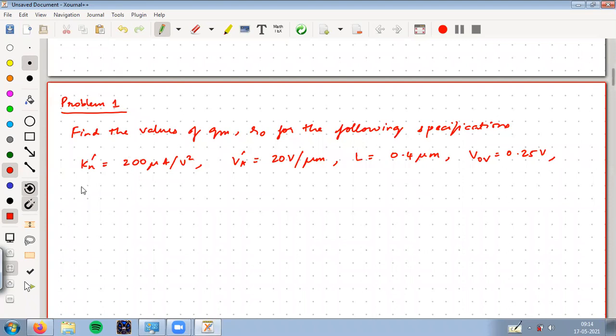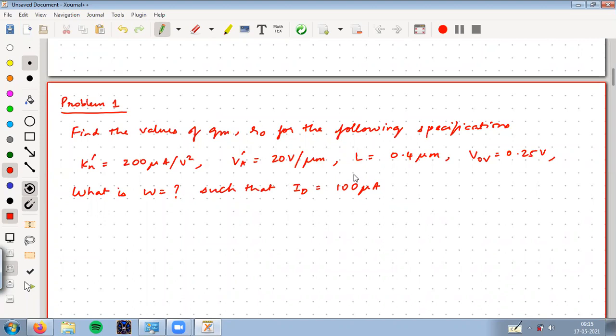He has also asked what is W such that ID is 100 microamps. So this is the question. Three things he has asked to find. Find the width of the transistor for all these given values when the drain current is 100 microamps, and also find the values of GM and R naught. Transconductance and R naught, drain to source resistance.